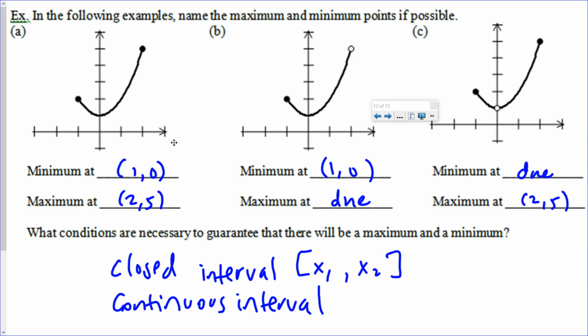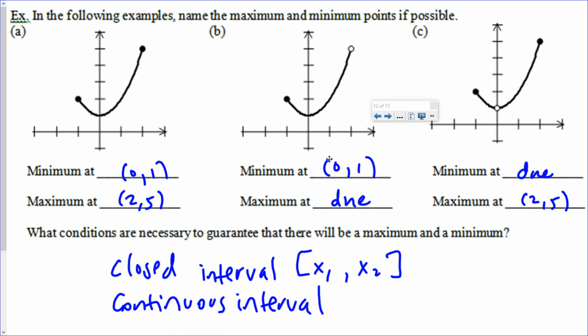Did I not do that right? Oh, it's 0, 1. You're right. Sorry about that. That was bad of me. Okay. Is that better? Okay. Did you guys get the same that I got? All right. This is what EVT says.